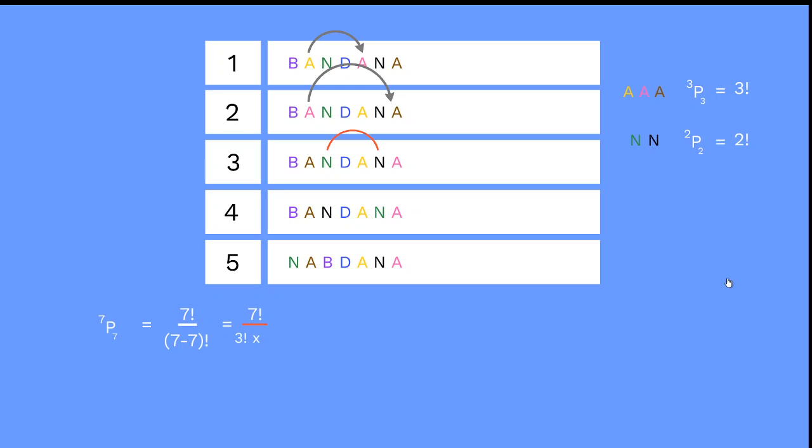So now let us see what we should divide it with. Because of the A, we have to divide it by 3 factorial, and because of the N, we need to divide it by 2 factorial. So 7 factorial divided by 3 factorial into 2 factorial gives us 7 into 6 into 5 into 4 into 3 factorial divided by 3 factorial into 2 factorial. 3 factorial, 3 factorial gets cut, and solving it, it becomes 420.